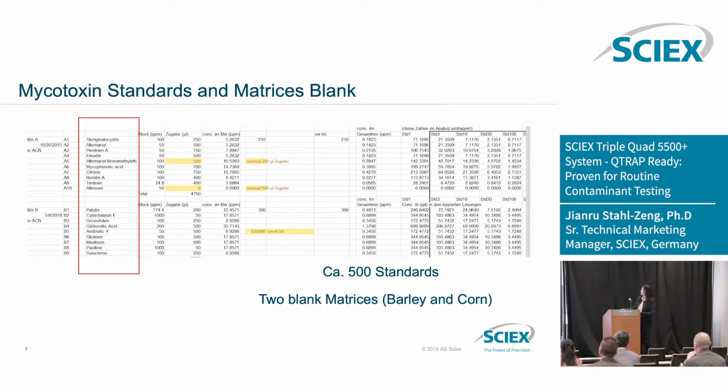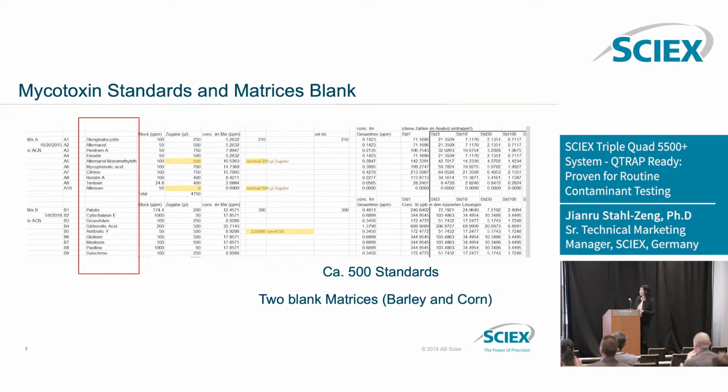If you look at the publications, there are even some publications just to shorten the LC runtime, to save time. So the question now for us is, with the 5500 Plus you have a higher speed for switching. Can we use that as a new solution for routine mycotoxin testing?